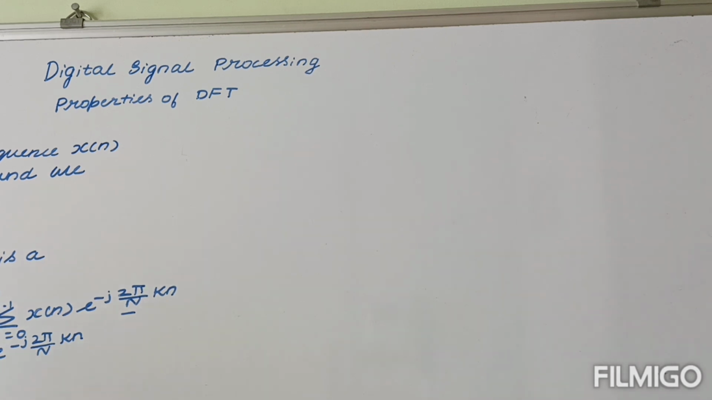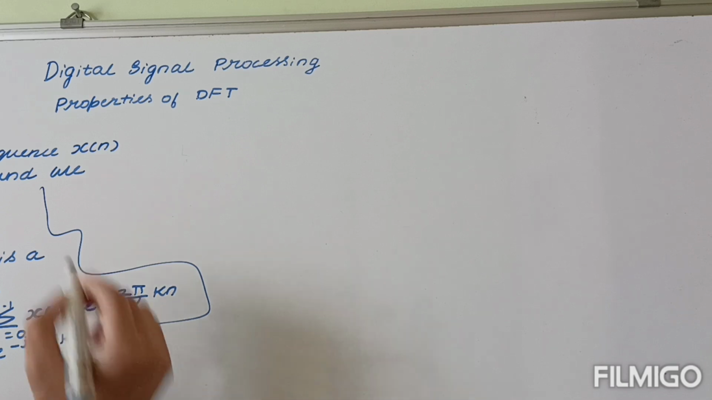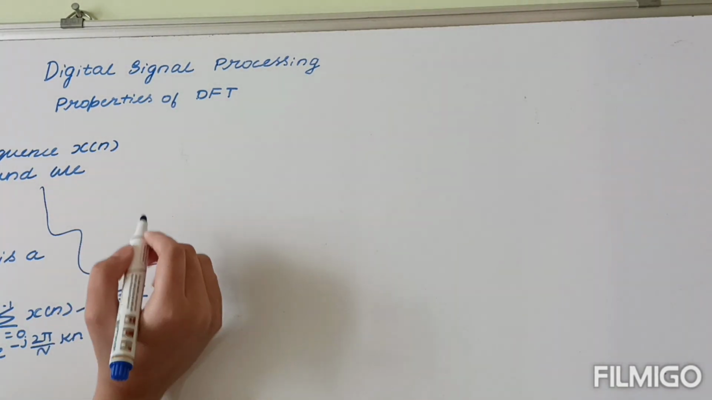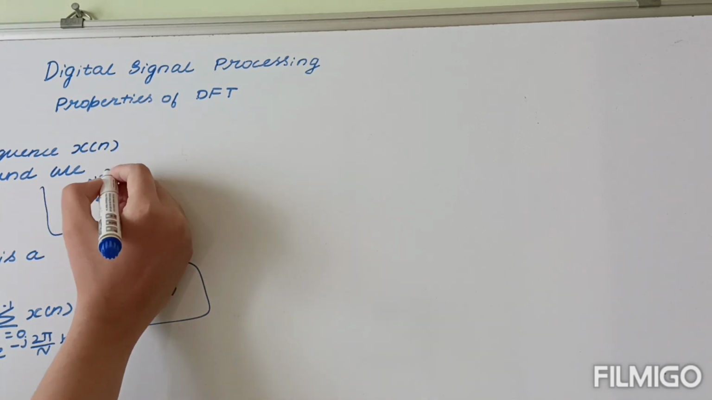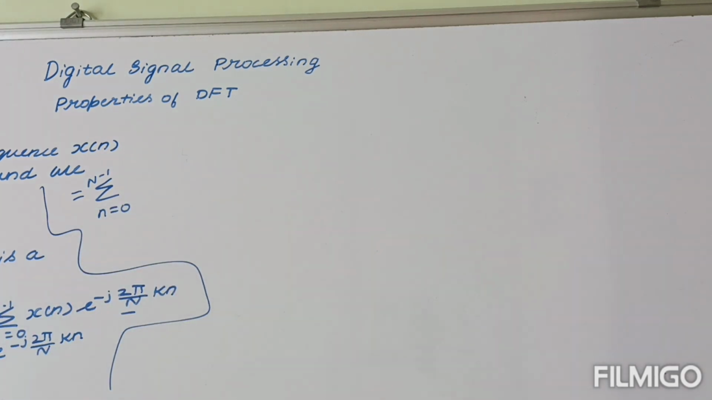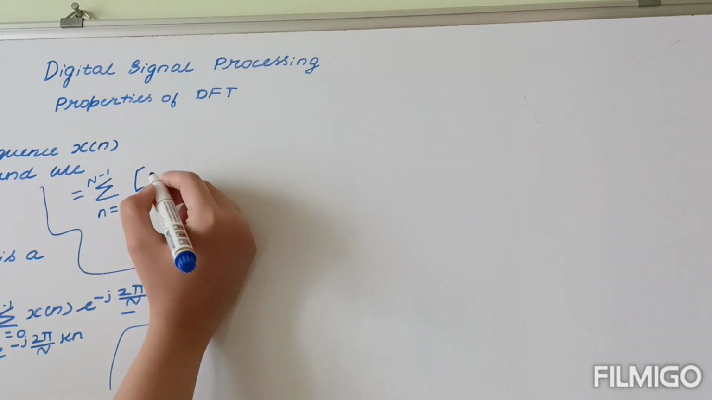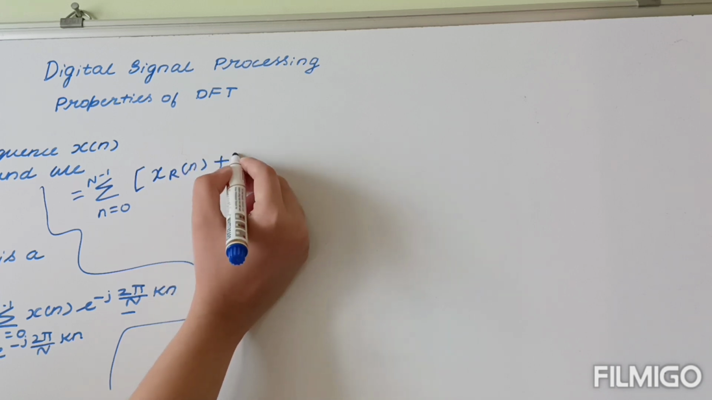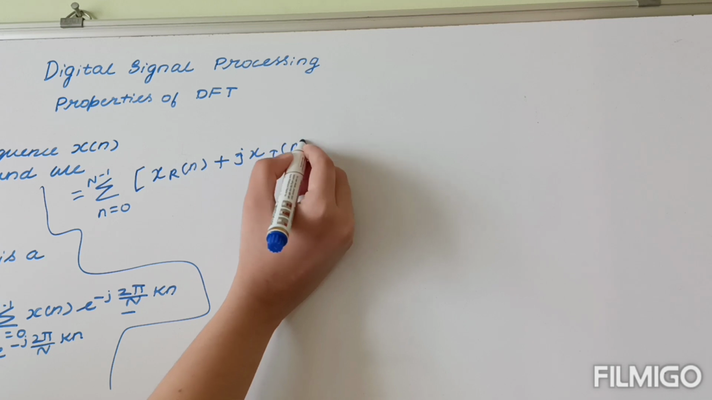Okay. So now I'll try to substitute that. If I substitute that, what can I get? I can say it is the summation over n from 0 to N minus 1. So that is what I can say: this one, which is x r of n plus j x i of n.